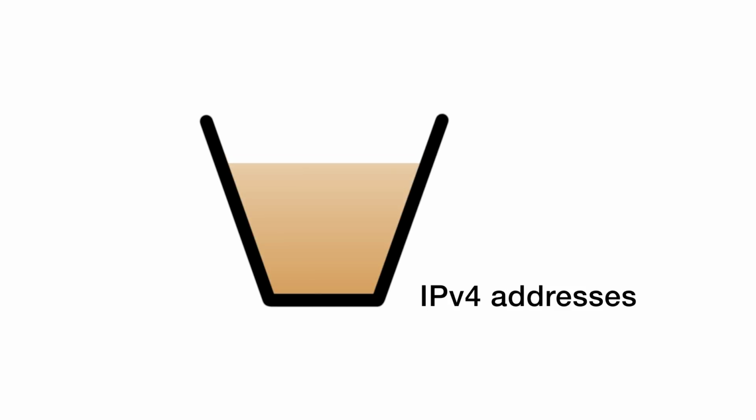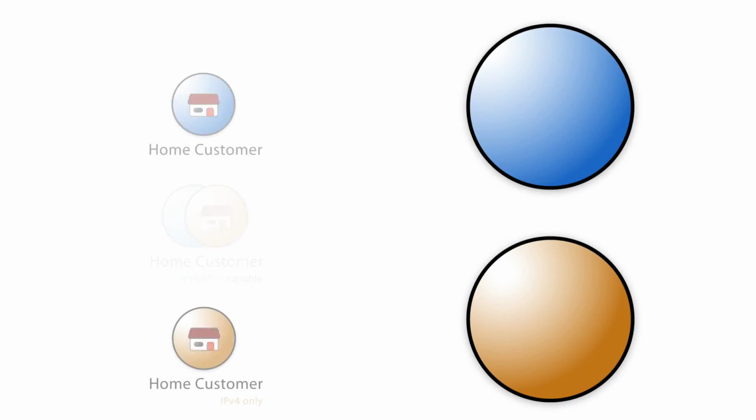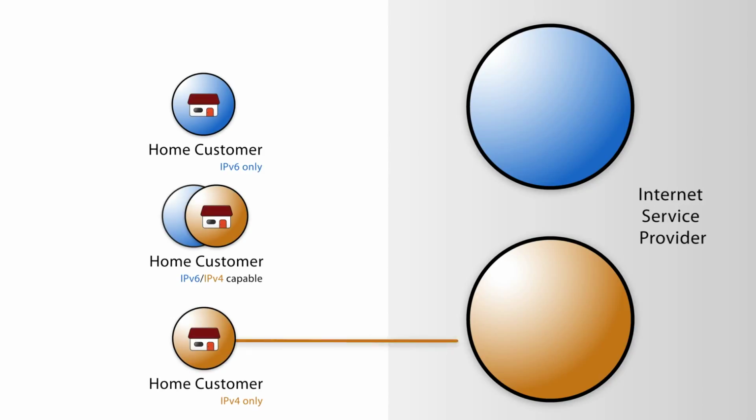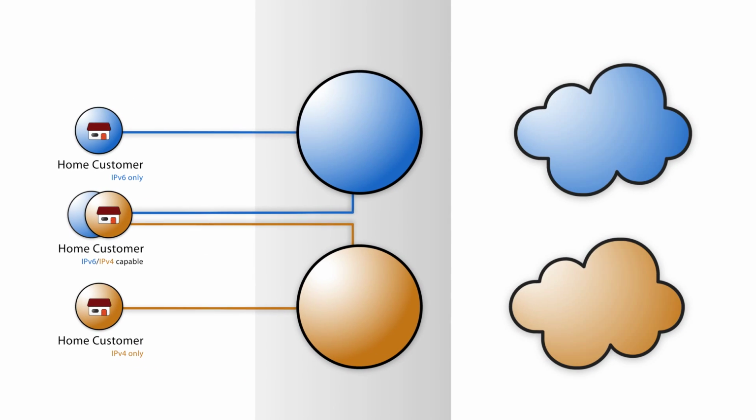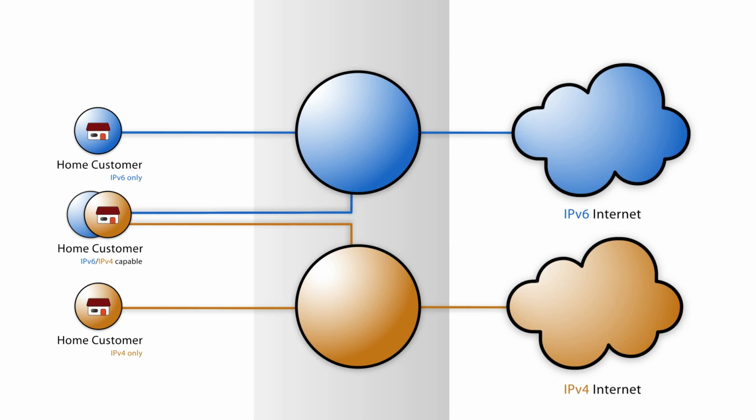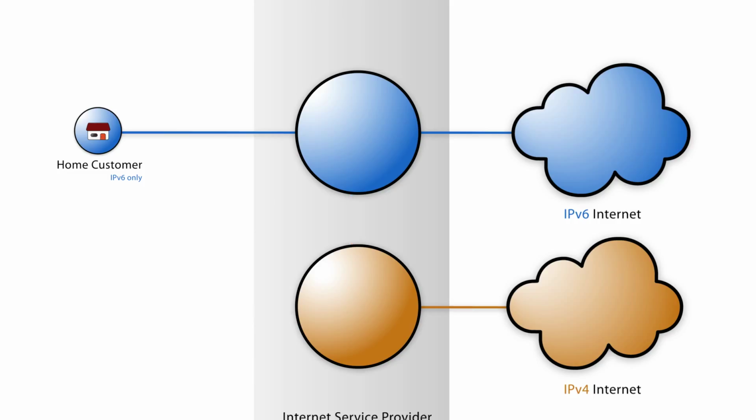As it becomes impossible to provide customers with public IPv4 addresses to connect to the Internet, service providers have to make sure that all customers can access the Internet, whether they are IPv4 only, IPv6 only, or dual stack. Imagine you're an ISP that needs to connect a customer to both IPv4 and IPv6 Internet, but this customer only has public IPv6 addresses. How can the customer reach IPv4 only services?